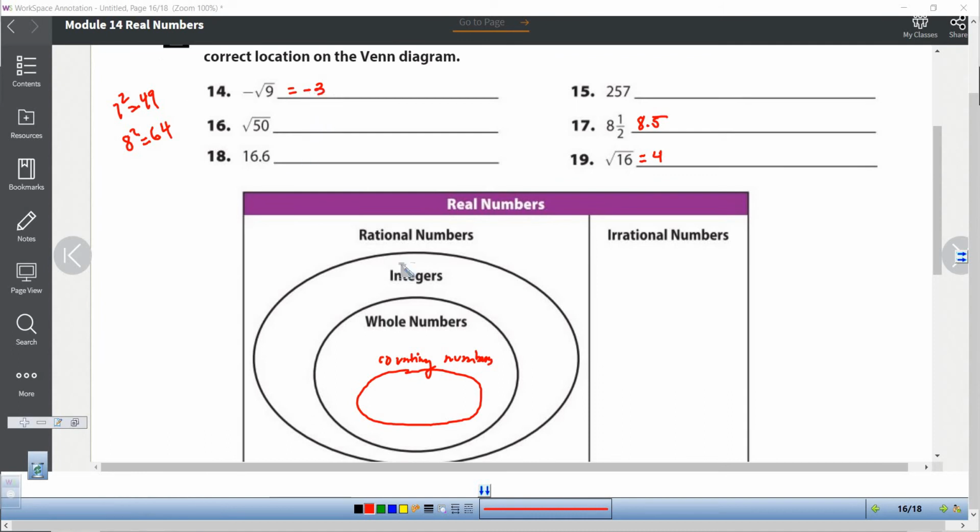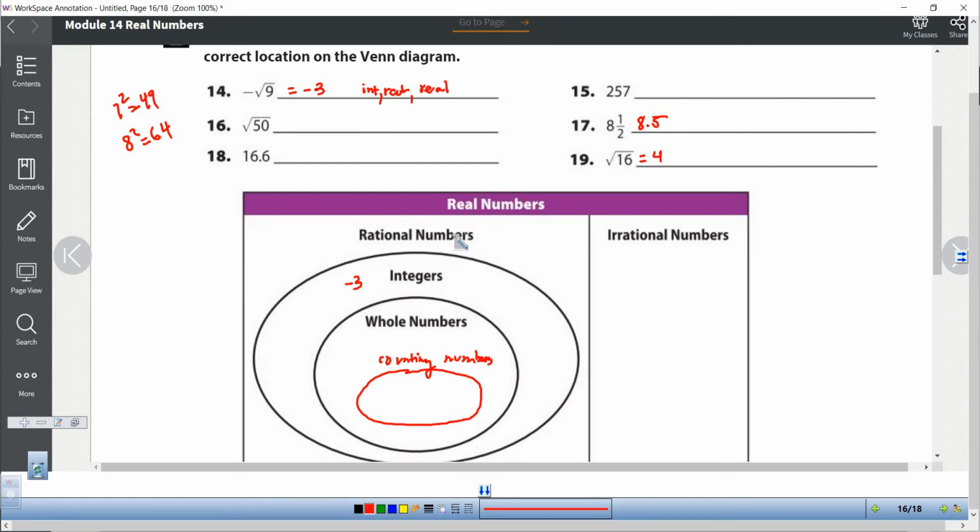All right, so negative 3. Can you count it on your fingers? No. Is it a whole number? No, because whole numbers cannot be negative. Is it an integer? Yes. So negative 3 is an integer. And just to clarify, it's an integer, it's rational, and it's real.